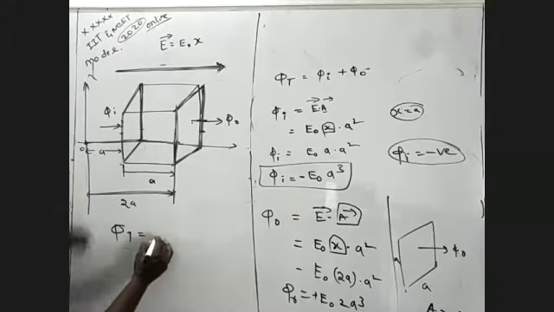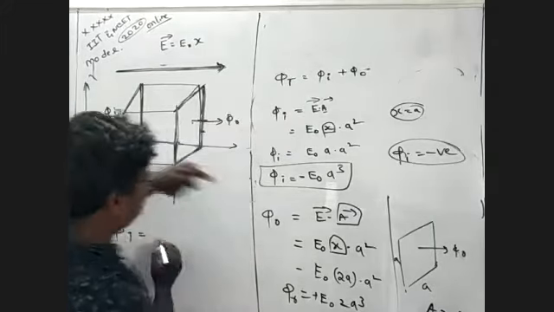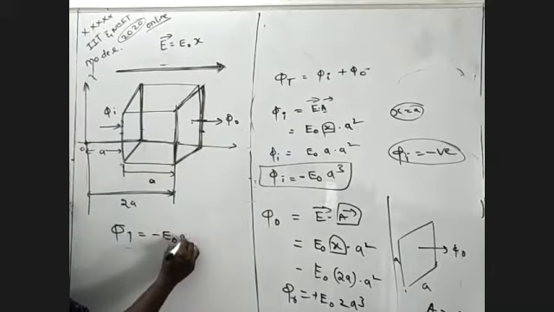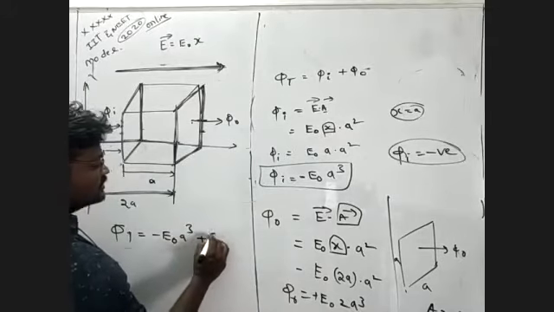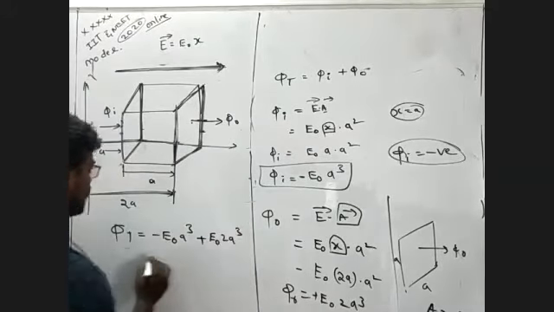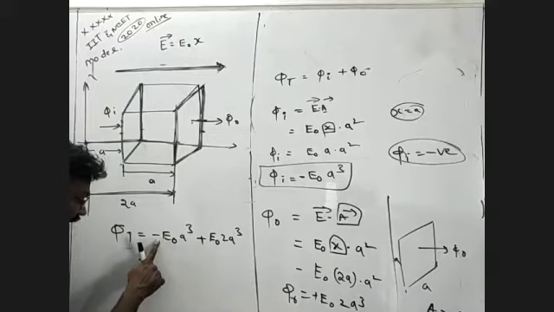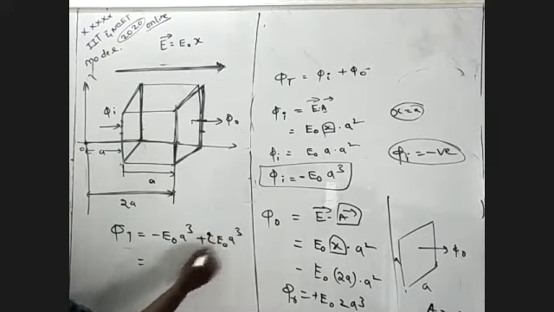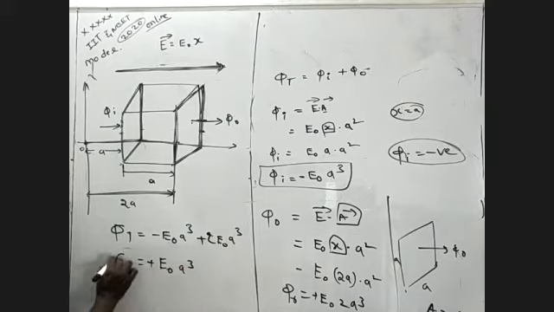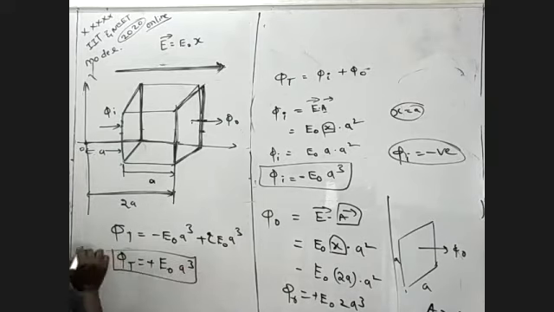Phi total is equal to the into flux, minus E naught A cube, and the outside flux, plus 2 E naught A cube. Now you are getting plus E naught A cube. This is your total flux linked with the cube. This model is very, very important.